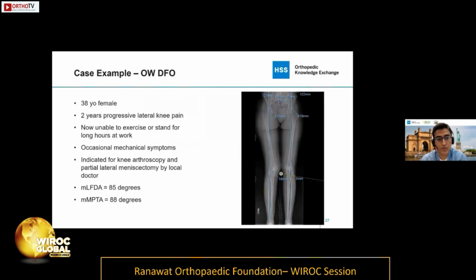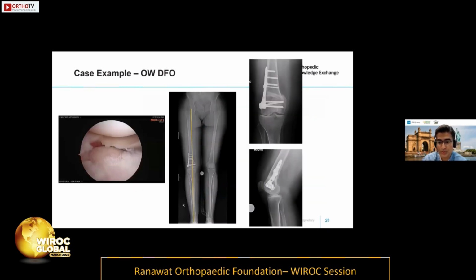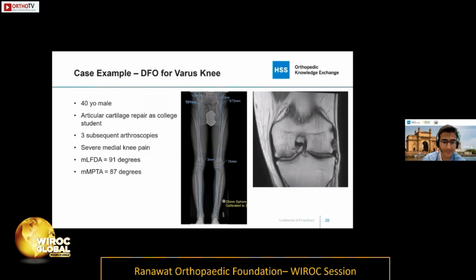Another example, this time an opening wedge, 38-year-old female, 2 years of progressive lateral knee pain, now unable to exercise or stand for long hours at work. Occasional mechanical symptoms, but really lateral pain. And if we're talking about the right side here, the MLDFA of 85, MPTA is normal. So in this case, there's an arthroscopic picture there of her lateral compartment. I did a partial lateral meniscectomy and also did an opening wedge DFO. Those x-rays show her knee at approximately 4 months post-op.